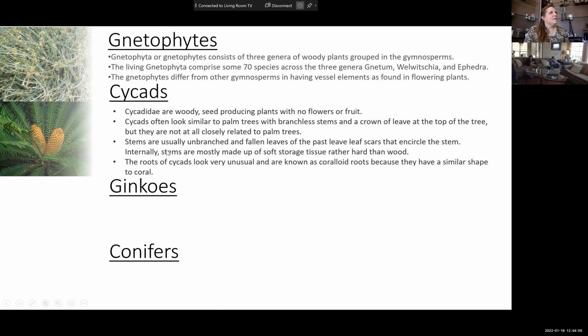What's the plural of genus? Genera. It's plural, the same thing. So it's not genuses.